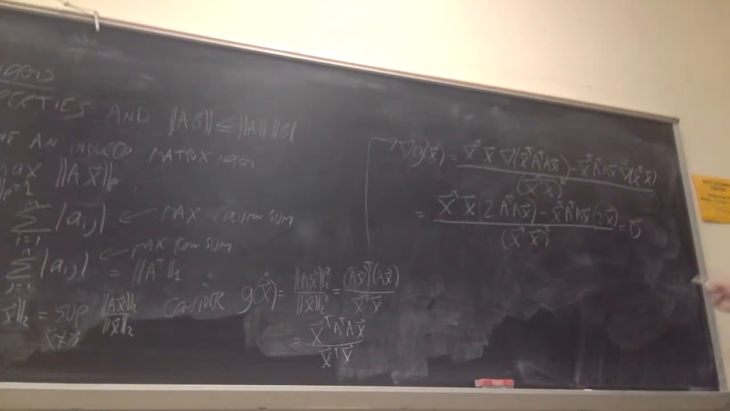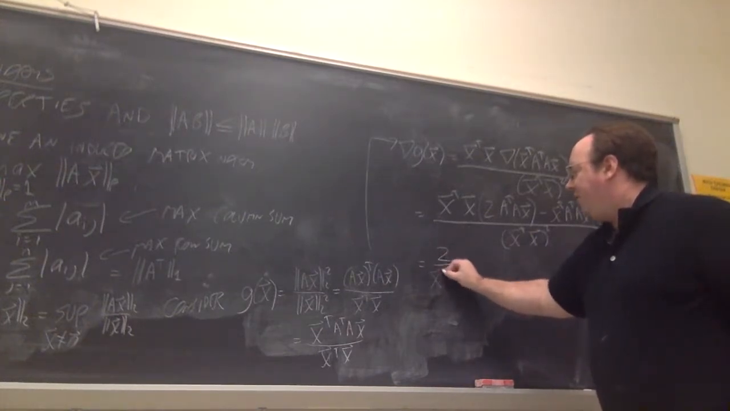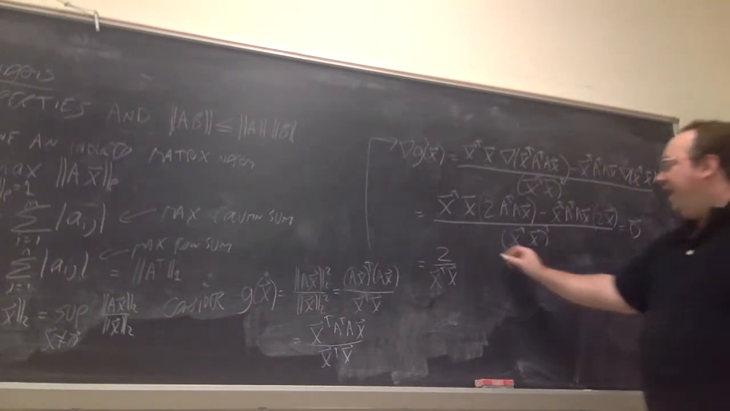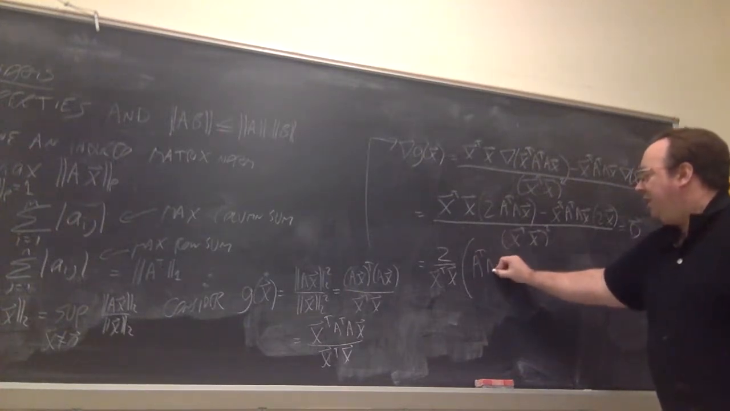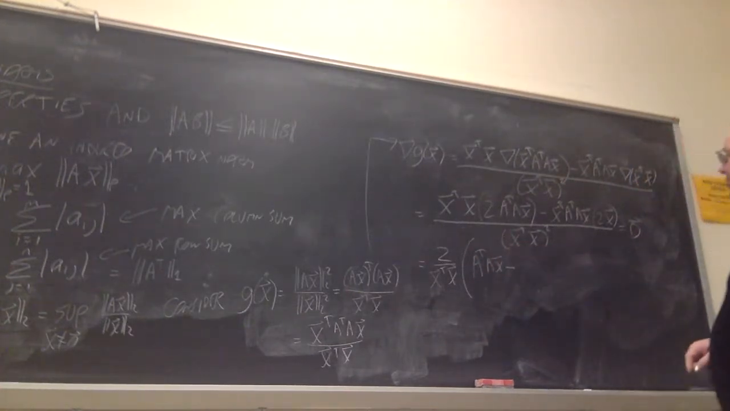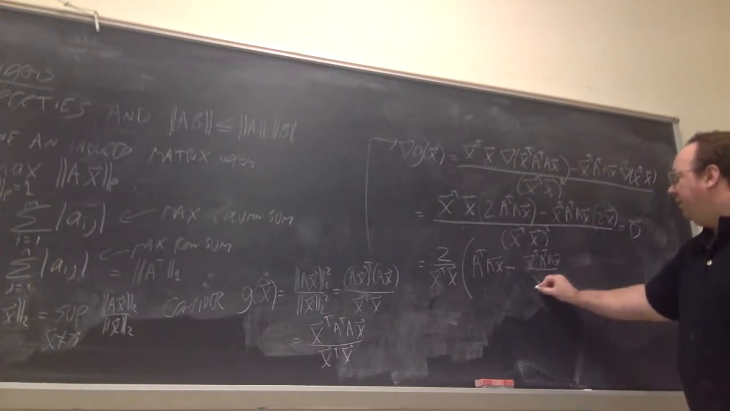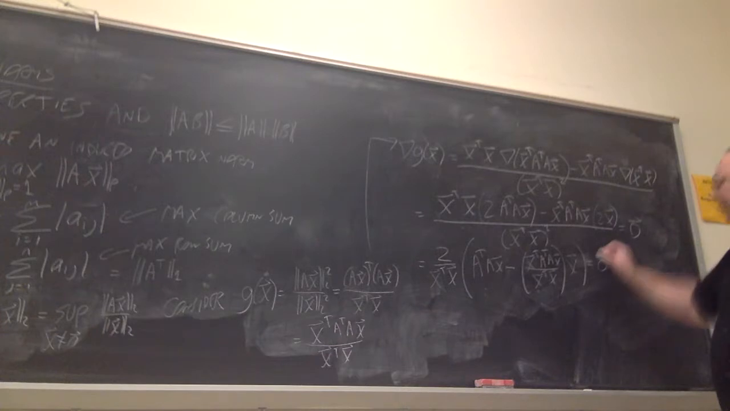So I'm going to factor out what I can. I can factor out 2 over x transpose x, so we're going to forget about that. And what's left is, from this part, A transpose A x minus, and simplifying the rest of this, I'm going to have x transpose A x over x transpose x, that's a number, times x. And I want this to be equal to 0.